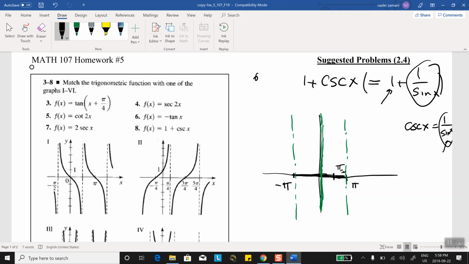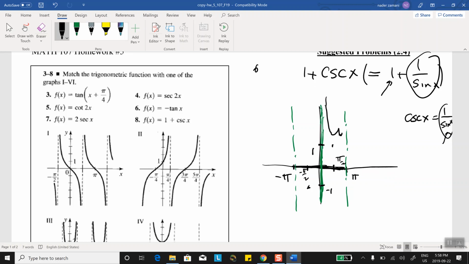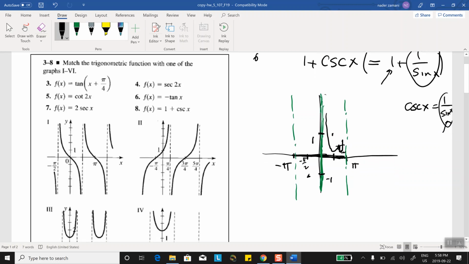Now notice that when x is pi over 2, no problem. The value is 1. Like this, height is 1. When x is minus pi over 2, you plug in here in 1 over sine of x, you get minus 1. So it goes like this. This is minus 1. So the graph of cosecant looks like this. Oh, wait a minute. Let's try it again. The graph of cosecant looks like that.